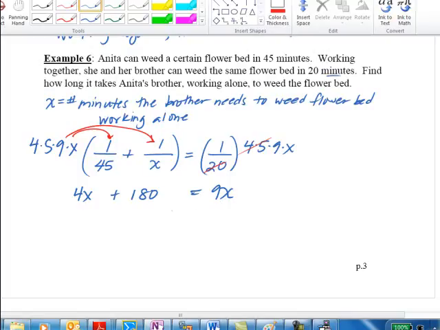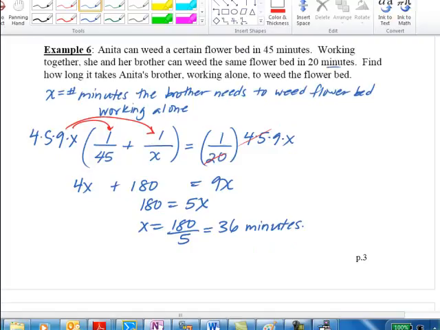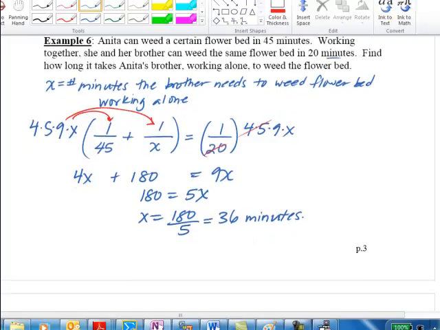And then if we subtract 4x, we'll have 180 equals 5x. So x would be 180 over 5, which should come out to 36, right? So 36 minutes. So it seems that Anita's brother is a little faster. She needed 45 minutes, he only needs 36 minutes. So Anita's brother can weed the garden in 36 minutes.